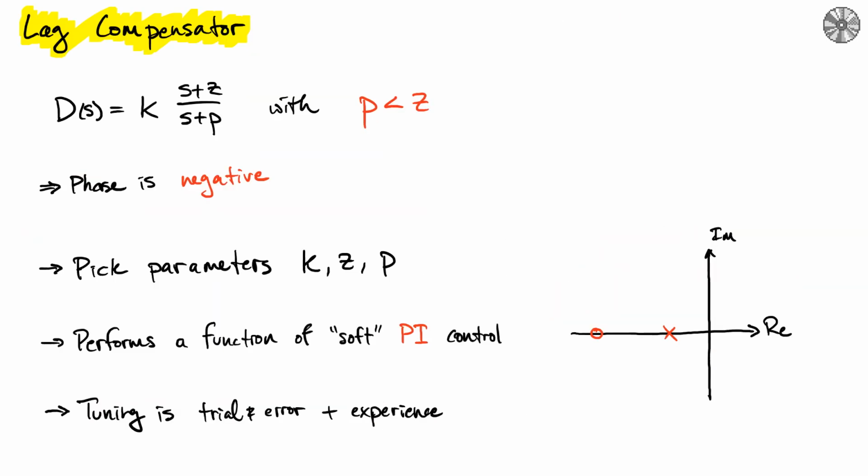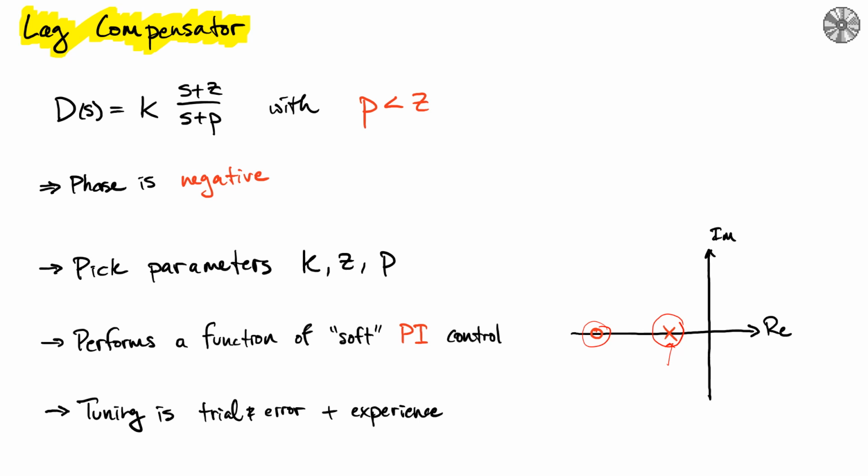So to compare with the lead compensator, we also have a lag compensator. And again, the idea here is that the roles are reversed. So it's the pole that is closer to the origin and the 0 is farther away. And in the same way that the lead compensator was similar to PD control, now that the pole is the closest thing to the origin, this is most similar to a PI controller. And so you can think about this again as a soft version of PI.